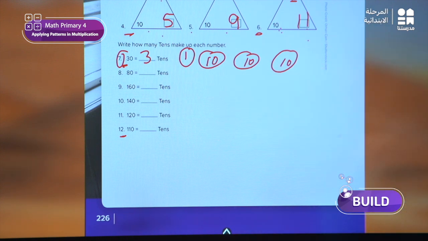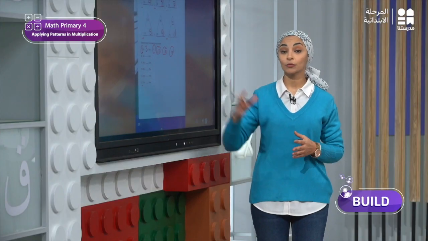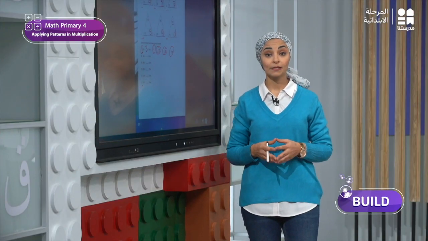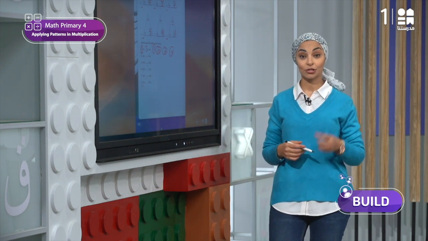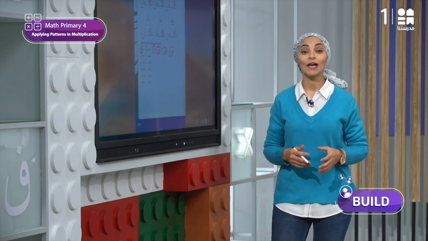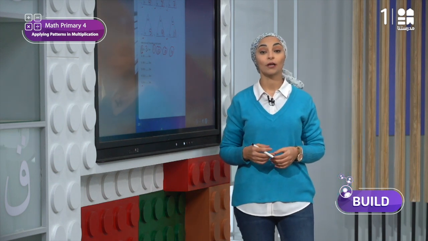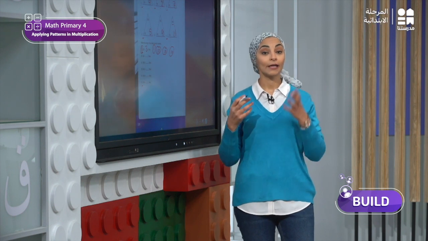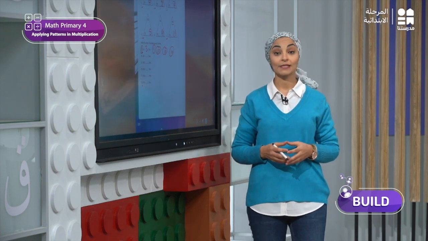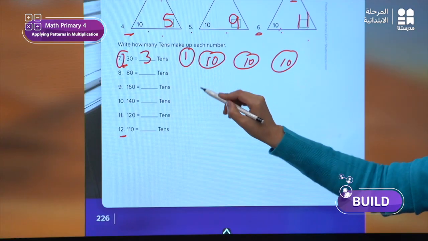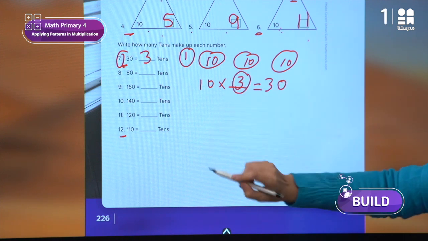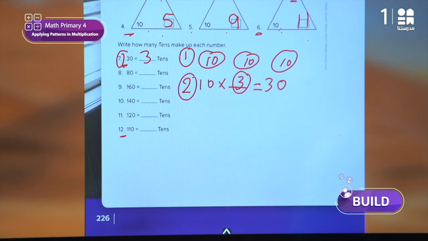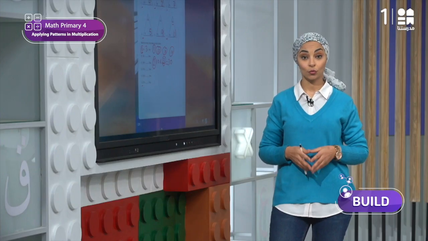ممكن أحلها بطريقة تانية اللي هي إيه؟ The question here is about, بيسألني على إيه؟ على number of tenths. And we know that tenths has 1 0 only في ال ones place. So as we did before, we can think about number multiplied by 10. يعني 10 times what to get 30. Yes, 10 times what to get 30? 10 times what equals 30? Of course 10 times 3, and this is the answer. يبقى أنا كده حليتها ب 2 different ways. That means 30 is equal to 3 tenths also.